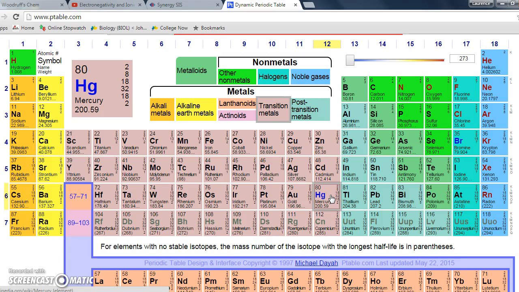So now I can use the periodic table to tell me the name, the symbol, how many protons it has, how many neutrons the average mass has, and how many electrons the neutral atom has. We will be practicing that in class.